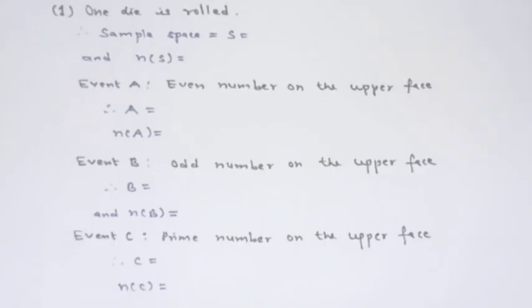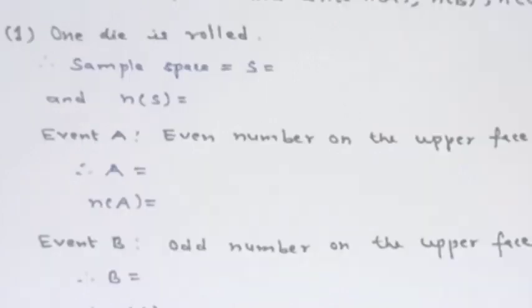Question number 1. One die is rolled. You know the die has numbers from 1 to 6, not from 0 to 6 and not more than 6. So you are having different numbers from 1, 2, 3, 4, 5 to 6. So 1 to 6.